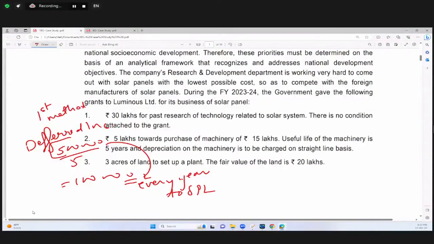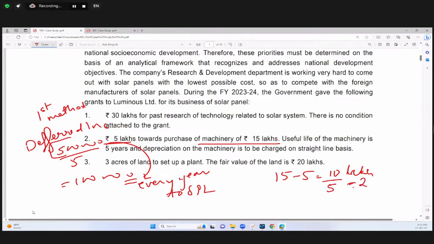In the second method, since this grant has been provided against your non-current asset, with respect to that asset we can reduce the cost of the asset. So in this question, the cost of the machinery is 15 lakhs and the grant is for rupees 5 lakh. So we can reduce the cost of 15 lakhs by rupees 5 lakh. So 15 minus 5, 10 lakh will be recognized in your books as the cost of the asset. And this 10 lakh will be depreciated for 5 years.